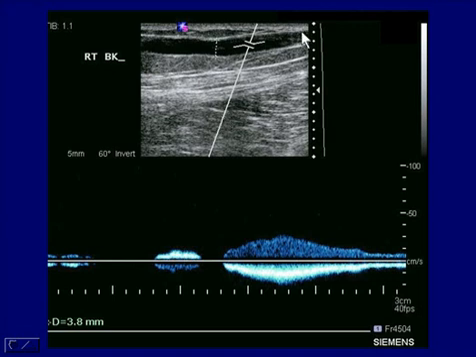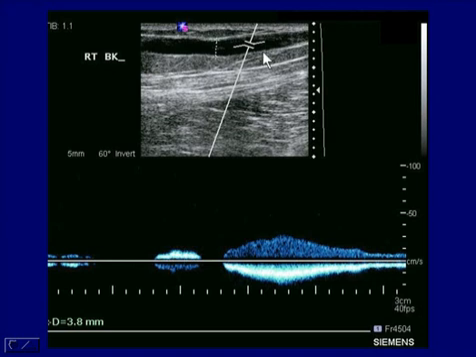Here is just another example. Again, we're angled in on this very flat segment of the great saphenous vein. We've got our gain up a little bit so we can try to see low flow. And you just have to be careful that you don't overgain too much and confuse what the real signal is versus what the overgain signal is.